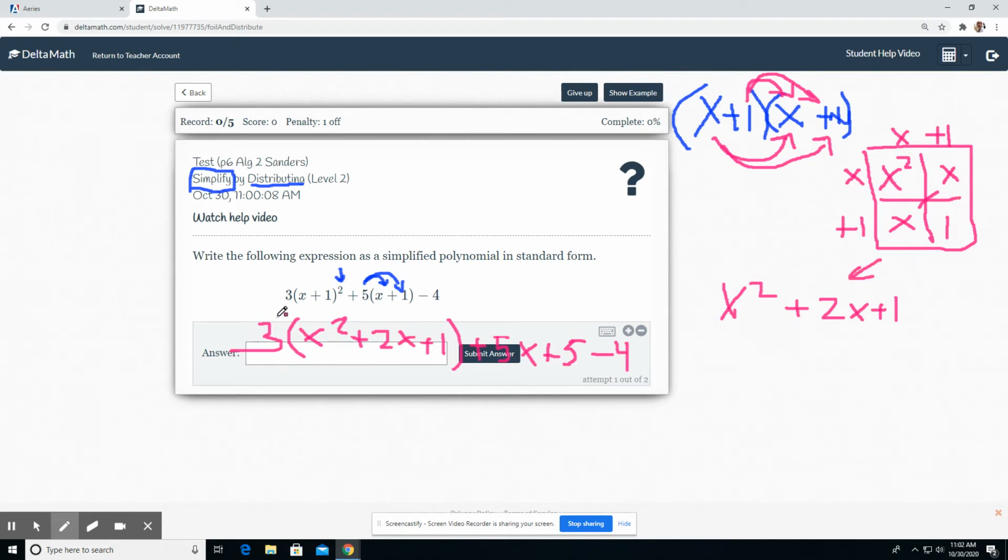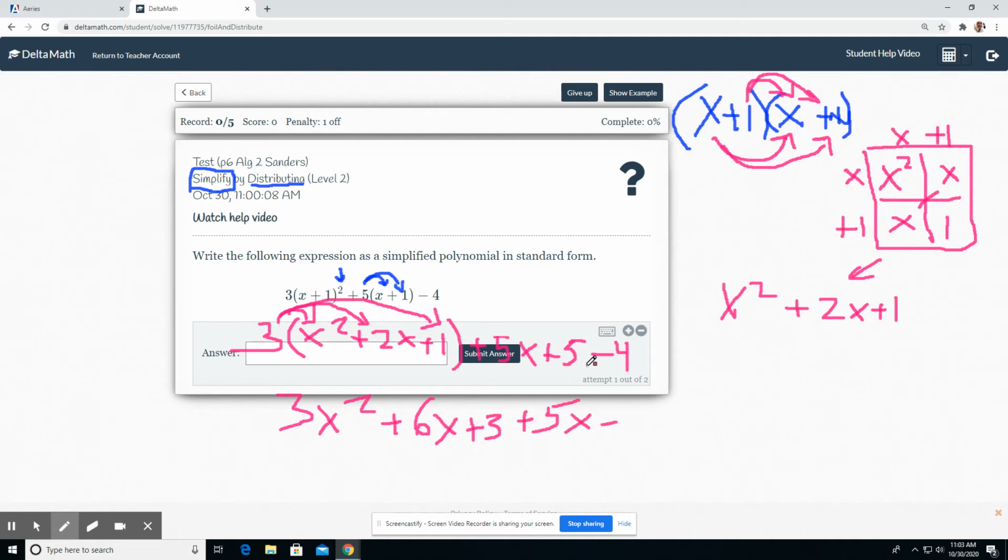Now, once again, I always use arrows to distribute. It just really helps you to not forget or lose sight of anything. These little extra things are not made to make your hand hurt. It helps you make sure you don't forget something or lose something. It's common for people to forget or lose something here. So that's 3x squared plus 6x plus 3. It got distributed here. We still have a plus 5x.